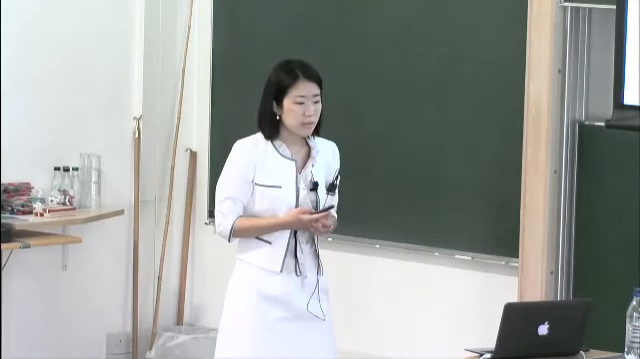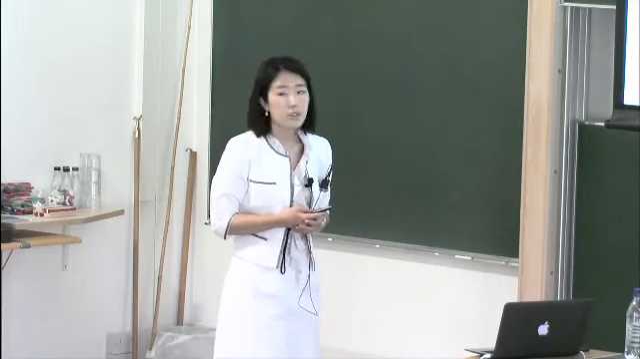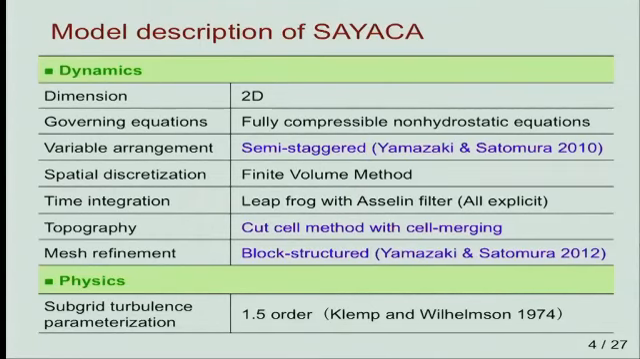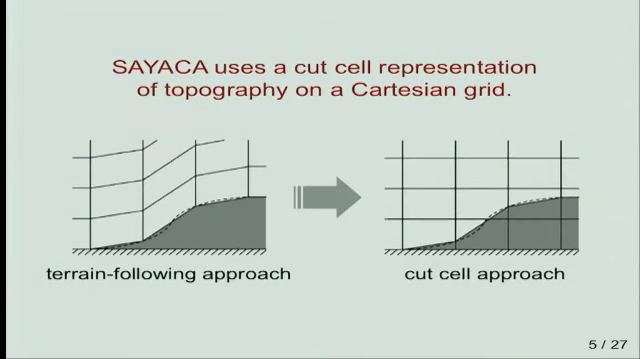Now I'm going to explain the details of these characteristics of the model. Again, the most distinctive feature of my model is the use of Cartesian grids as a representation of topography. As you know, current atmospheric models commonly use terrain-following coordinates to make it easy to impose the boundary conditions on the terrain surface. This approach has the advantage for gently sloping topography.